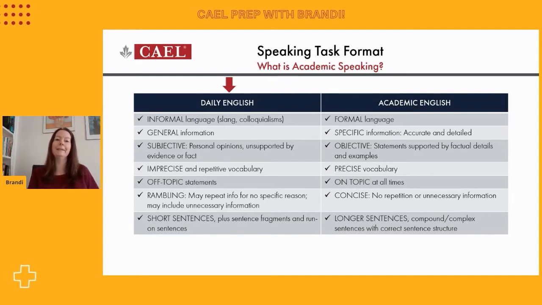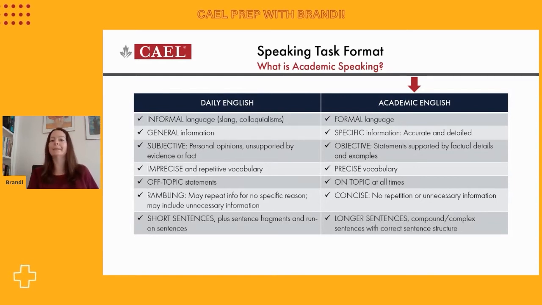speaking about. I don't think we're even concerned at all with our grammar as we're speaking among friends and family members. We might speak in short, choppy, simple sentences or even sentence fragments. So all of that is perfectly fine and acceptable in the day-to-day world. But as soon as we start to prepare for an academic test like the Cael, we have to completely change our approach to the way that we use language.